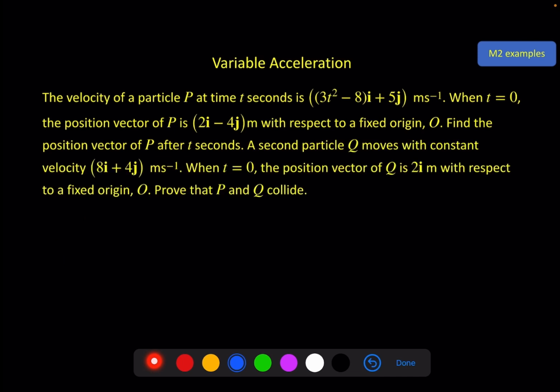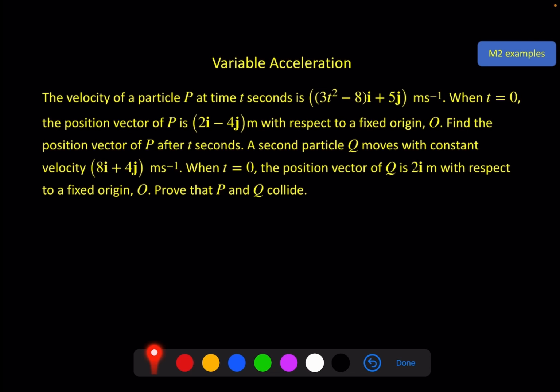A second particle, q, moves with constant velocity, this. When t is equal to 0, the position vector of q is 2i meters with respect to a fixed origin. Prove that p and q collide. Now to prove that these collide, we need to show that at the same time they have the same position vector, i.e. they're in the same place at the same time. We need to do this for the i component and also the j component.